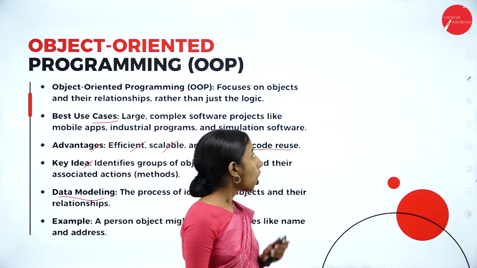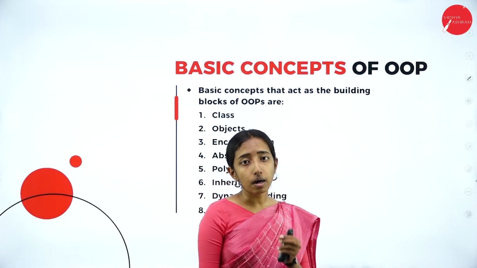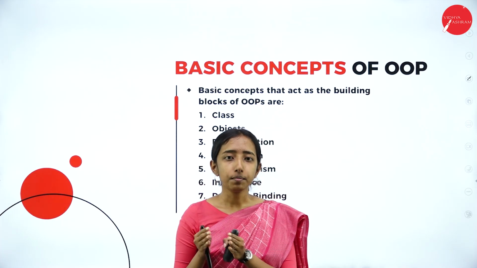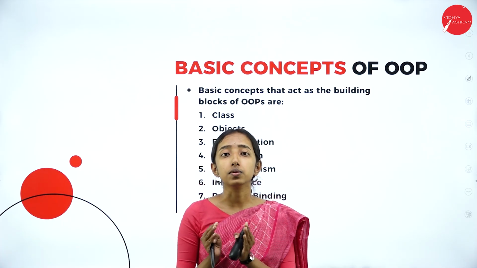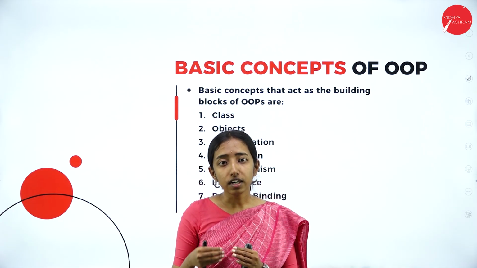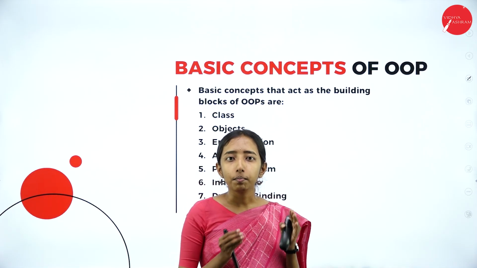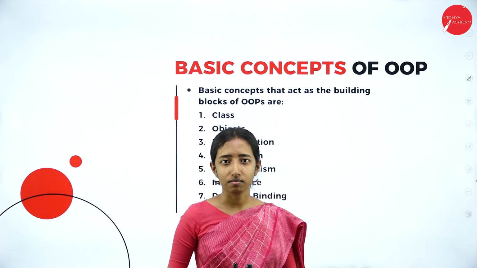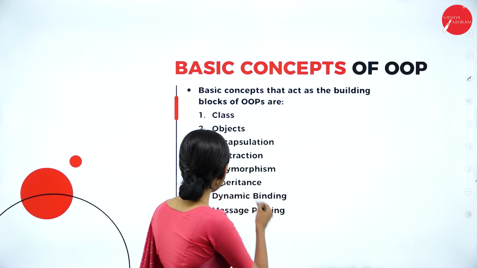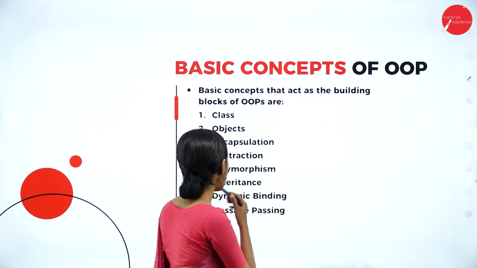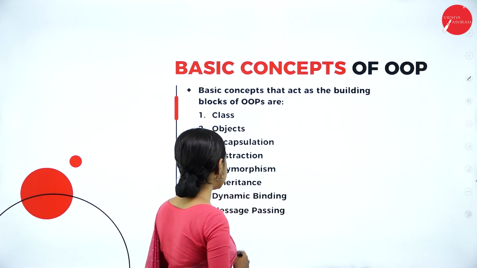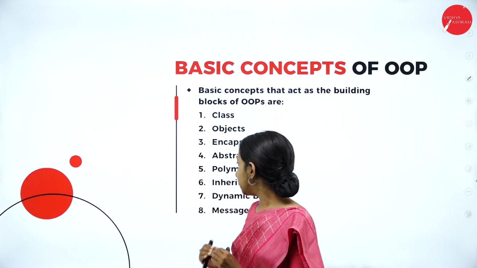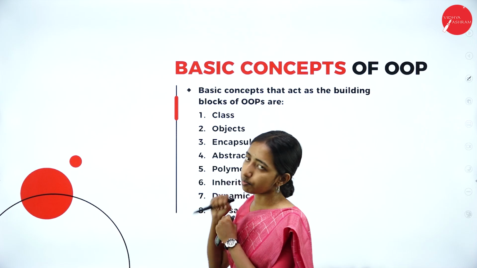So, this is about object-oriented programming. Object-oriented programming and POP, that is procedure-oriented programming. The main difference is reusability. OOPS gives you the reuse of code, whereas POP mainly focuses on the procedure. OOPS has basic concepts, right? They are mainly classes, object, encapsulation, abstraction, polymorphism, inheritance, dynamic binding and message passing. So these eight are the basic concepts of OOPS.